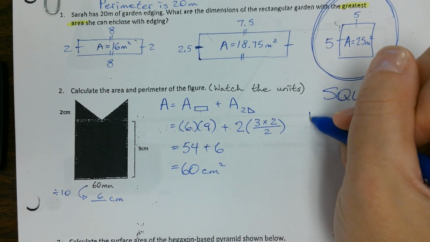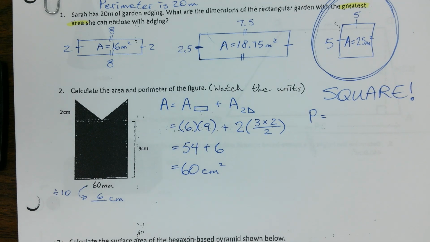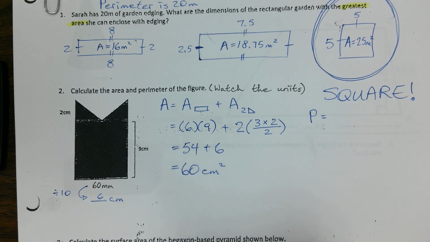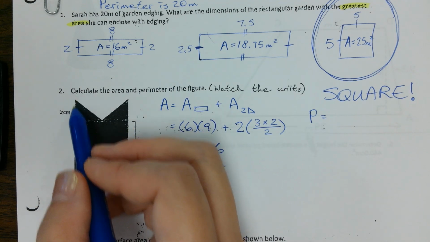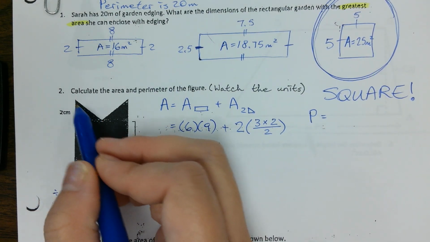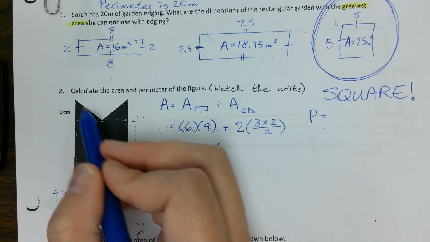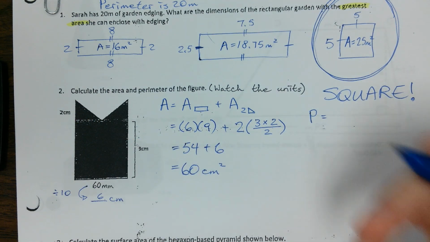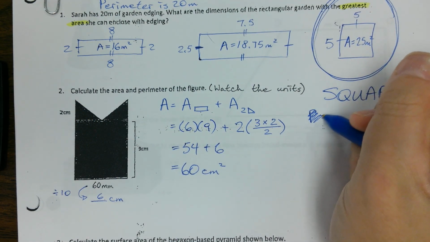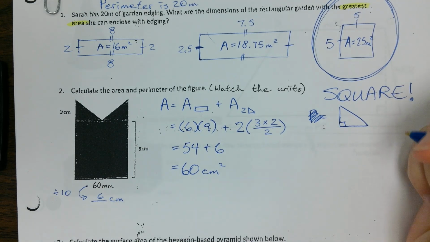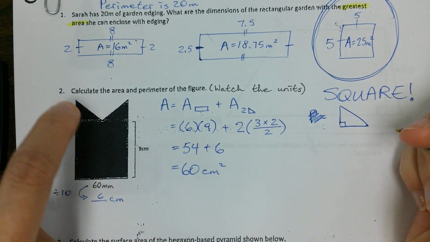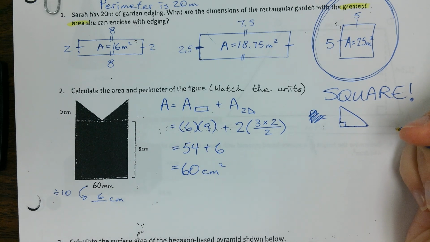Now I need to find perimeter. How many sides do I see here? 5 sides. Yeah. So I know this is 6. I know this is 11. I know this is 11. I need to find this side right here. How do I find that side? Pythagorean theorem. I feel like I've said it a million times. Whenever you're not given a length, Pythagorean theorem.